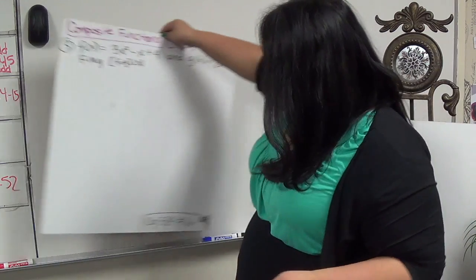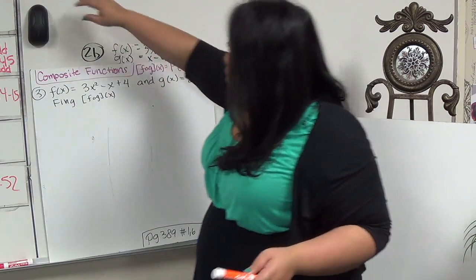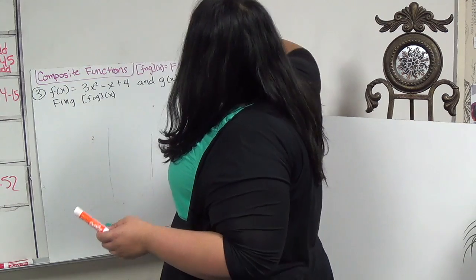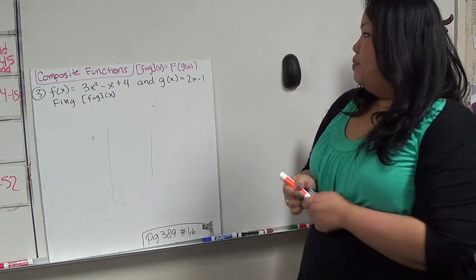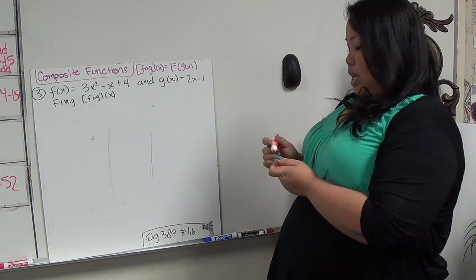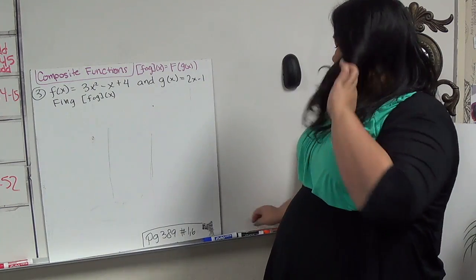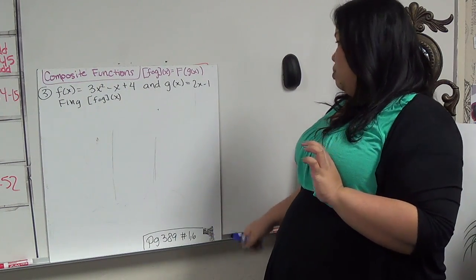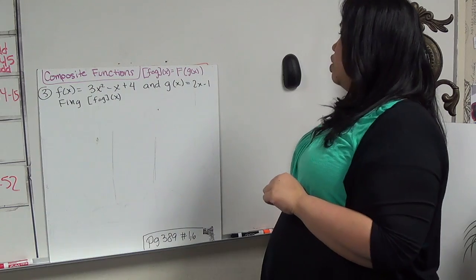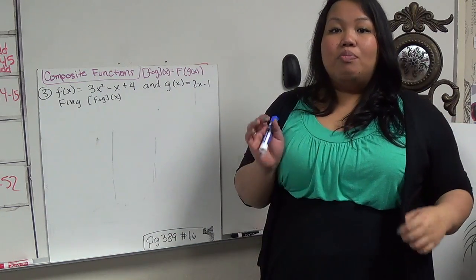And then we're home free. I'm going to go ahead and erase this. Okay. So, in this case, we have f of x equals 3x squared minus x plus 4. G of x is 2x. So, the last one is a composite function.